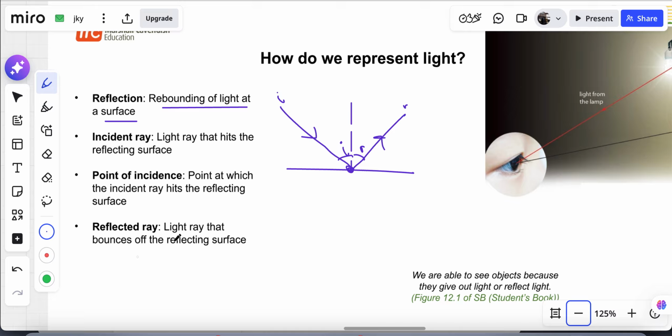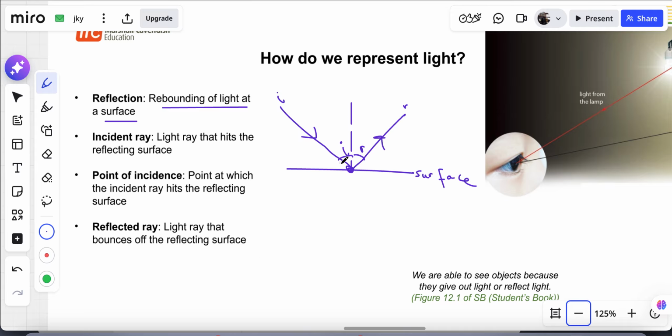Now, what is the reflected ray? A reflected ray is a light ray that rebounds off the reflecting surface. This is the reflecting surface. The light that rebounds off the reflecting surface is called the reflected ray.